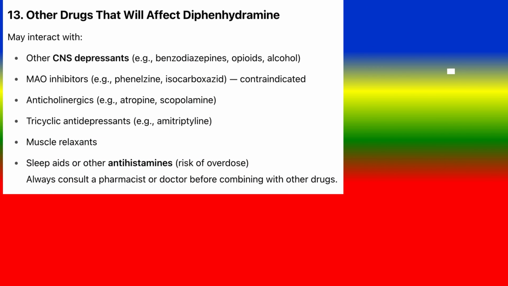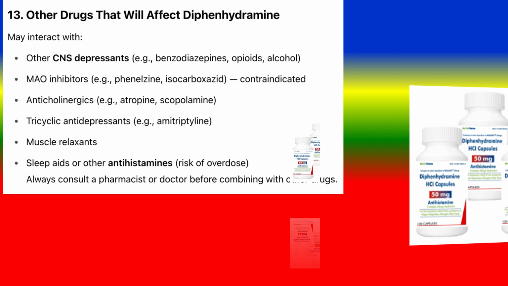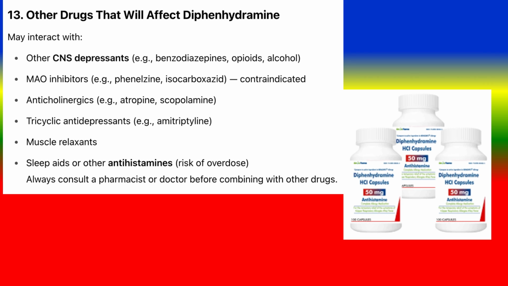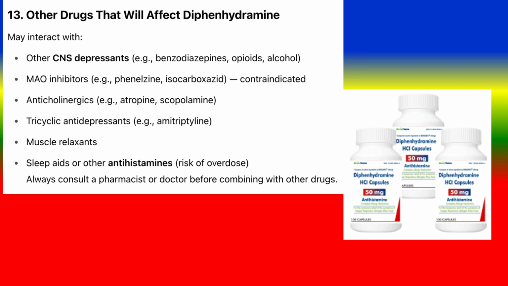13. Other drugs that will affect diphenhydramine. May interact with other CNS depressants, e.g. benzodiazepines, opioids, alcohol; MAO inhibitors, e.g. phenelzine, isocarboxazid, contraindicated; anticholinergics, e.g. atropine, scopolamine; tricyclic antidepressants, e.g. amitriptyline; muscle relaxants, sleep aids or other antihistamines. Risk of overdose. Always consult a pharmacist or doctor before combining with other drugs.